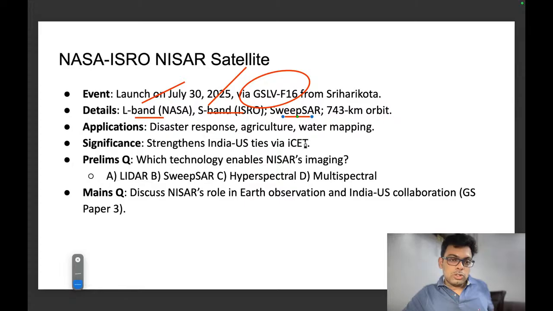If we talk about the capabilities, it provides all weather imaging every 12 days. It monitors deformation in ice and soil moisture. The applications are disaster response, agriculture, and water mapping as well.